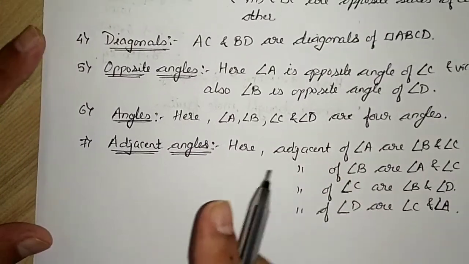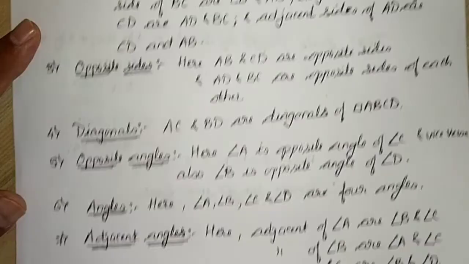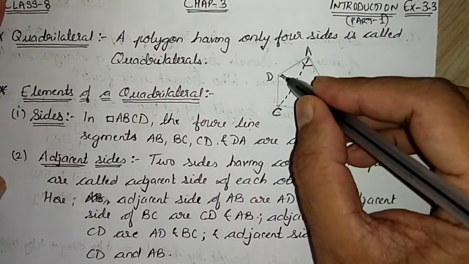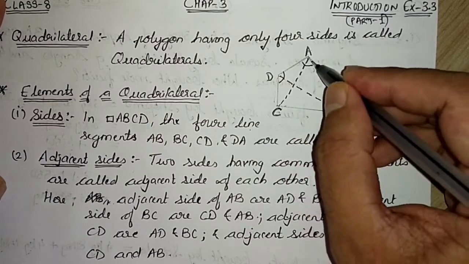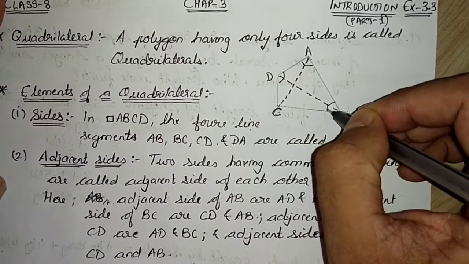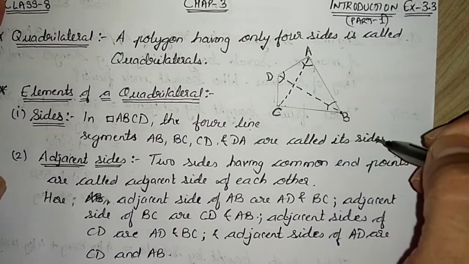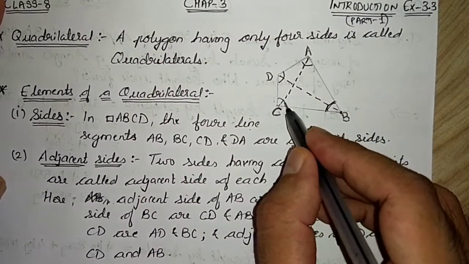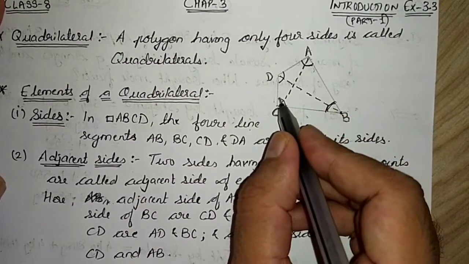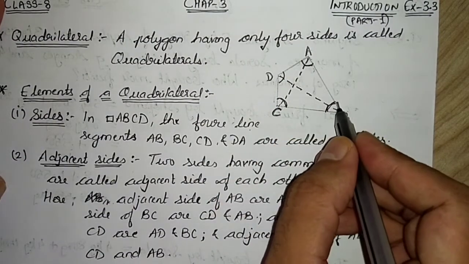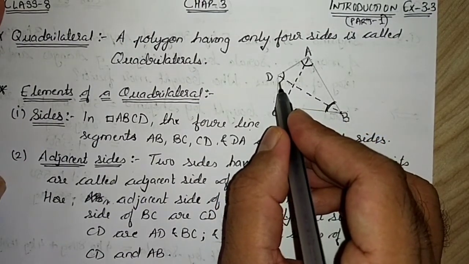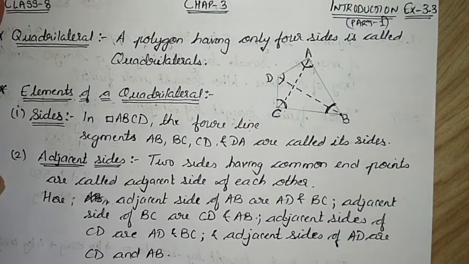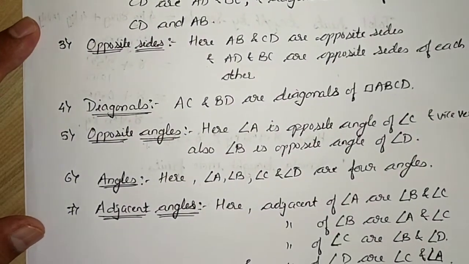Now come adjacent angles. Let me show you. What are the adjacent angles of angle A? Adjacent means the one that is consecutive. After A are D and B. So the adjacent angles of A are angle B and angle D. Similarly, the adjacent angles of B will be angle C and angle A. Same way, the adjacent angles of C will be angle B and angle D. And the adjacent angles of D will be A and C. Hope you have understood these 7 elements of a quadrilateral.